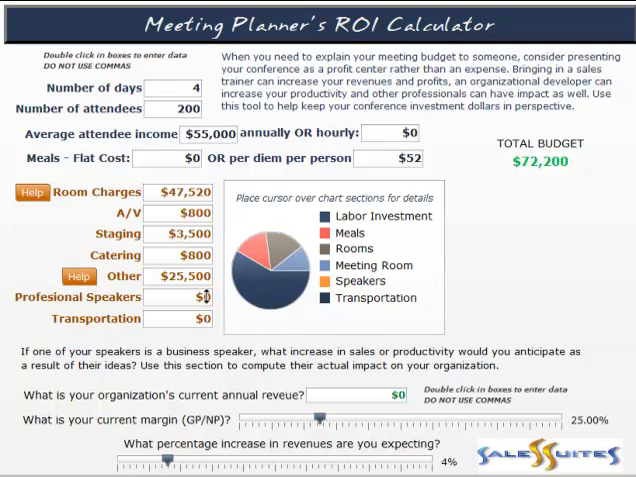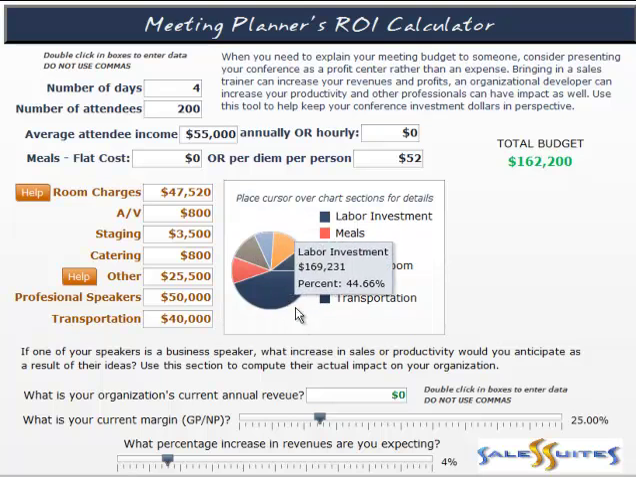Finally, let's say that we suggest to the meeting planner they have a $50,000 speaker budget, and then one final cost would be, of course, transportation. 200 people with, let's say, $200 per person, which would include airfare and ground transportation, would be $40,000.